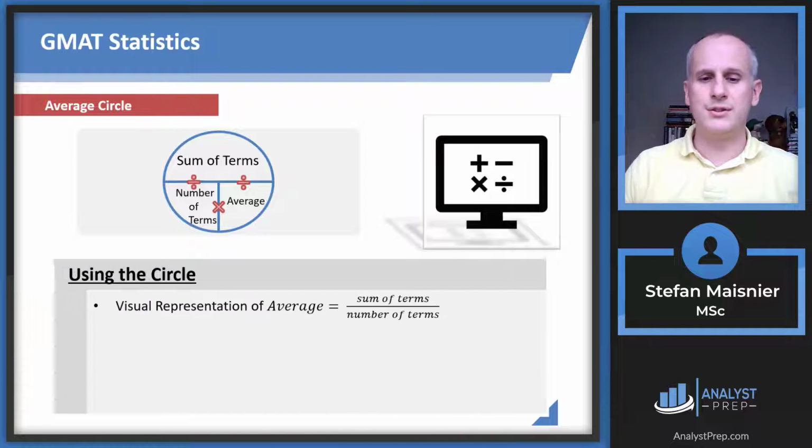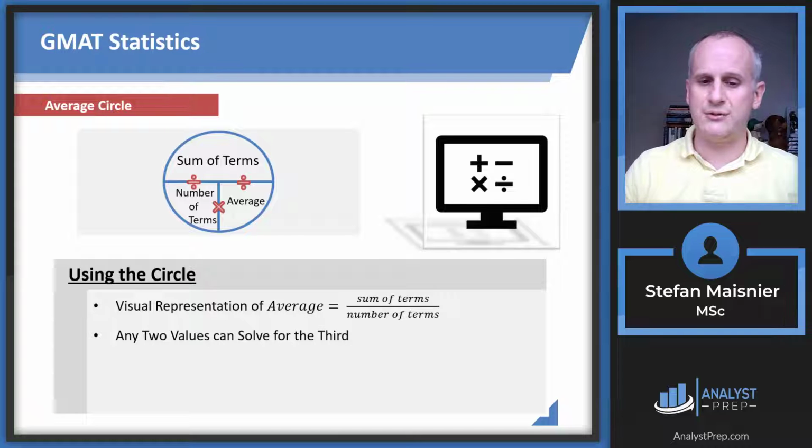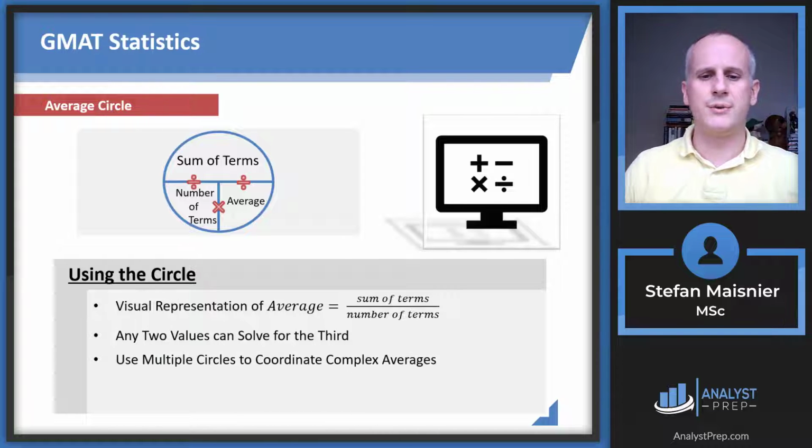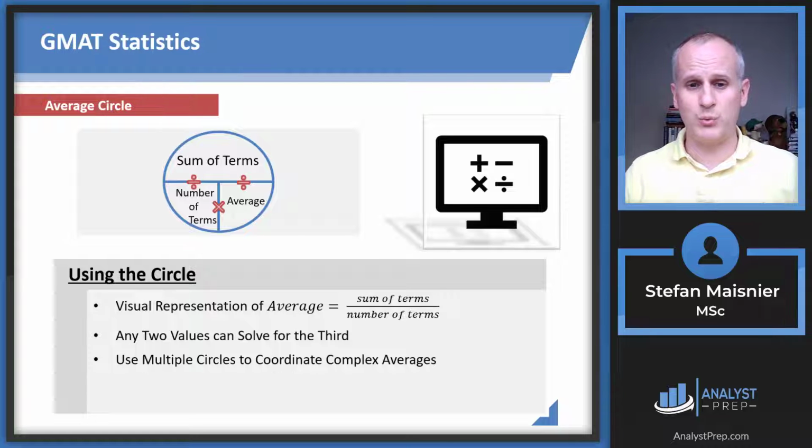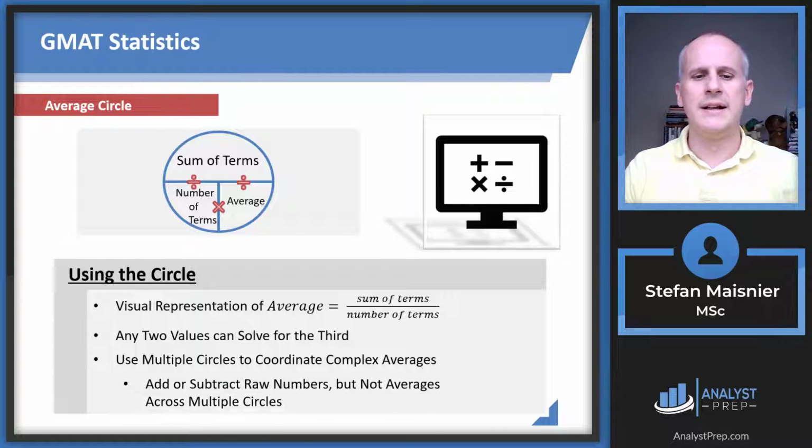So to use the circle, you just have that visual representation, and as I said, any two values can solve for the third. You can use multiple circles to coordinate complex averages. If you've got multiple things happening, you can sometimes organize them with this circle to solve for whatever the question is specifically asking for. That means you can add or subtract raw numbers, meaning the sum of the terms or the number of terms, but you can't add averages across multiple circles.